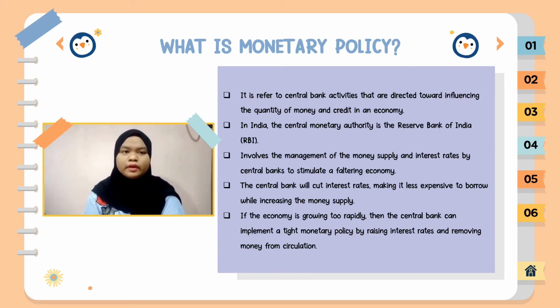The central bank cuts interest rates to make borrowing easier, increasing the money supply. If the economy is growing too rapidly, the central bank can implement a tight monetary policy by raising interest rates, removing money from circulation.